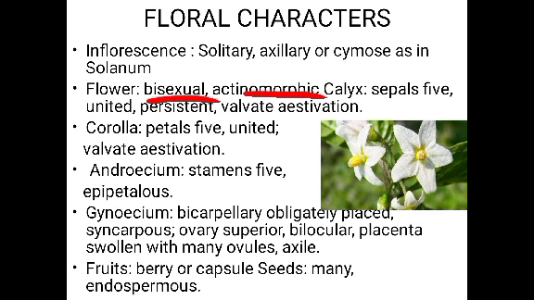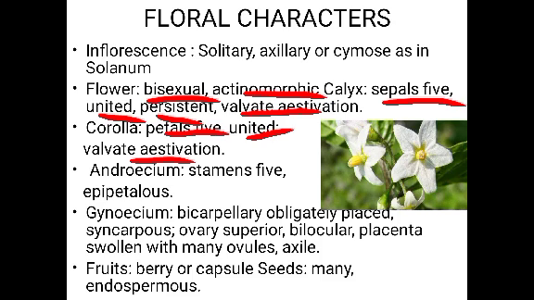Okay, then when we see about the calyx, how many sepals are there? 5 sepals are there. The sepals are united. They are persistent. Persistent means throughout the life of that fruit, the calyx will be remaining. Then valvate aestivation, the sepals will not be overlapping, they will just touch at the margin. Okay. Then corolla, petals 5 are there. The petals are united. That means it is gamopetalous. Then it also shows valvate aestivation.